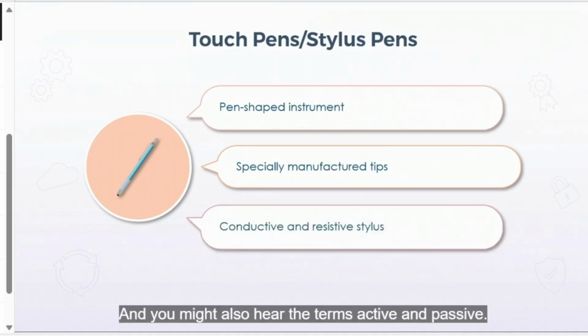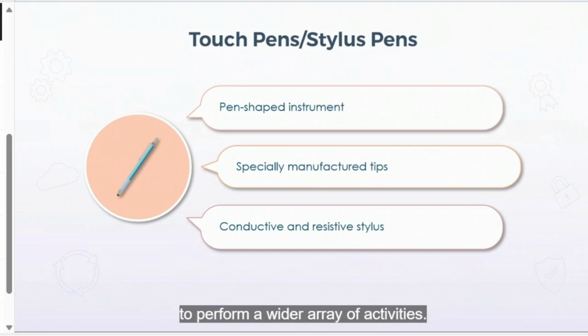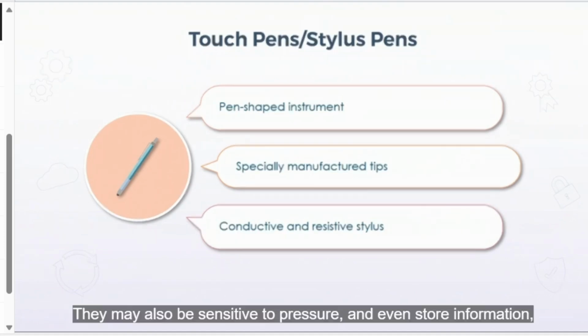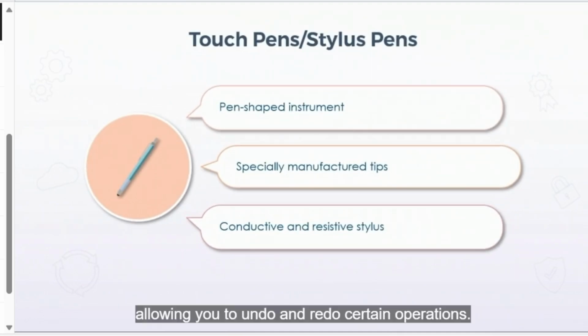And you might also hear the terms active and passive, but the conductive type has built-in electronic components that can communicate with the mobile device to perform a wider array of activities. For example, you could draw a line on a sketch pad, then perhaps press and hold the button on the stylus itself, which would then allow you to erase that line. They may also be sensitive to pressure and even store information such as the last several movements or gestures that were made, allowing you to undo and redo certain operations.